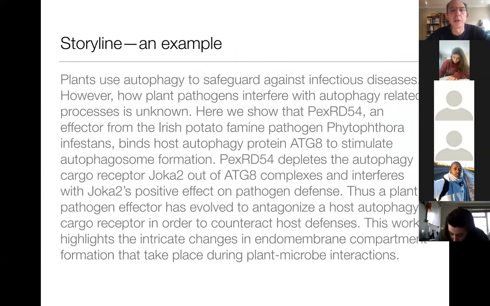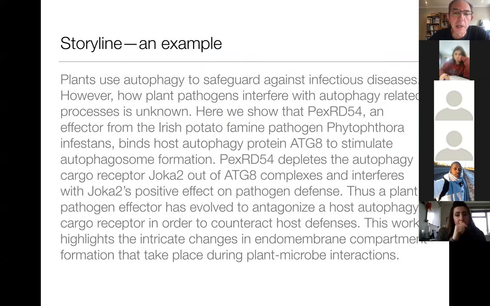Okay, an example of a storyline. All right, so this is from some of our work on pathogen effectors that target autophagy. Let's quickly go through this. So plants use autophagy to safeguard against disease, background sentence. However, how plant pathogens interfere with autophagy is unknown. Here we show that there is a pathogen effector that binds to an autophagy protein and stimulates autophagosome formation. And then some results. PEXRD54 depletes this receptor to do that stuff, blah, blah, blah.